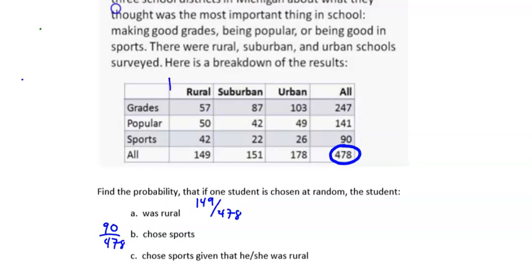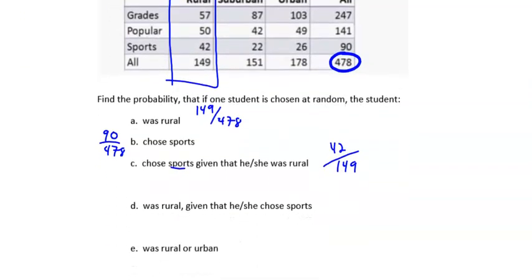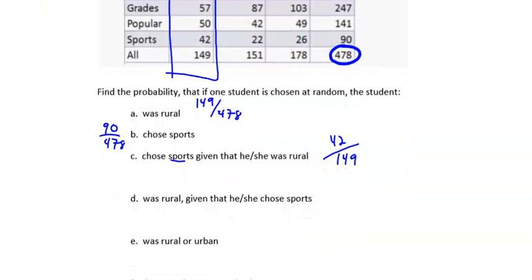Okay, when it says given, I am reducing my entire set to those 149 rural students. Given that they were rural, 149 is my denominator, which makes my numerator, they're asking about sports, 42. Okay. Was rural, given that they chose sports. So if it says given that they chose sports, that is these 90 students. We've reduced our set to 90. And the rural were the 42. Same numerator for that one.